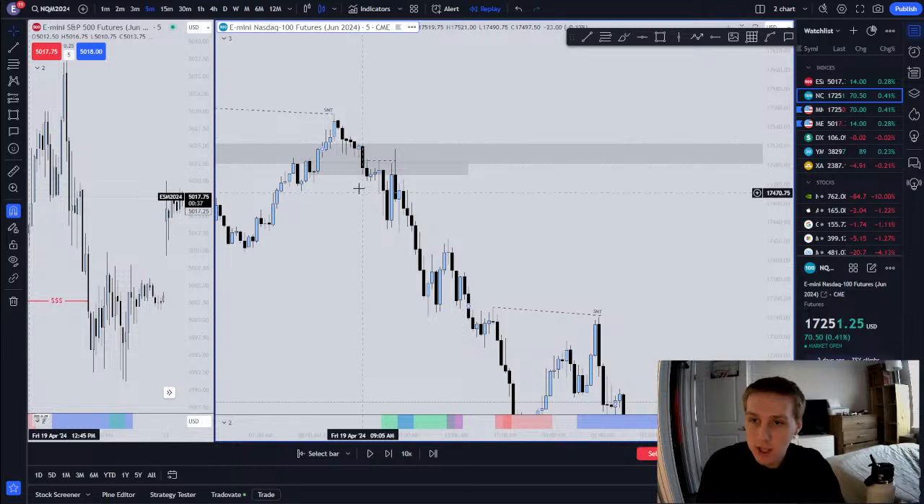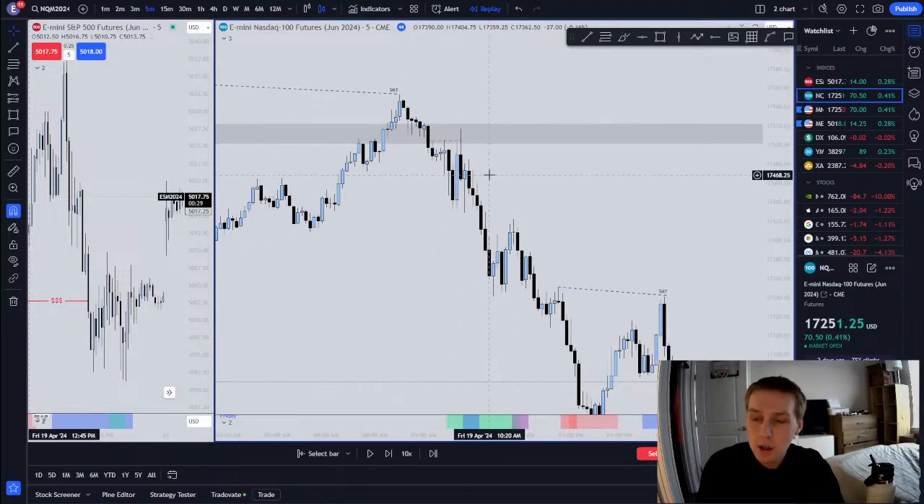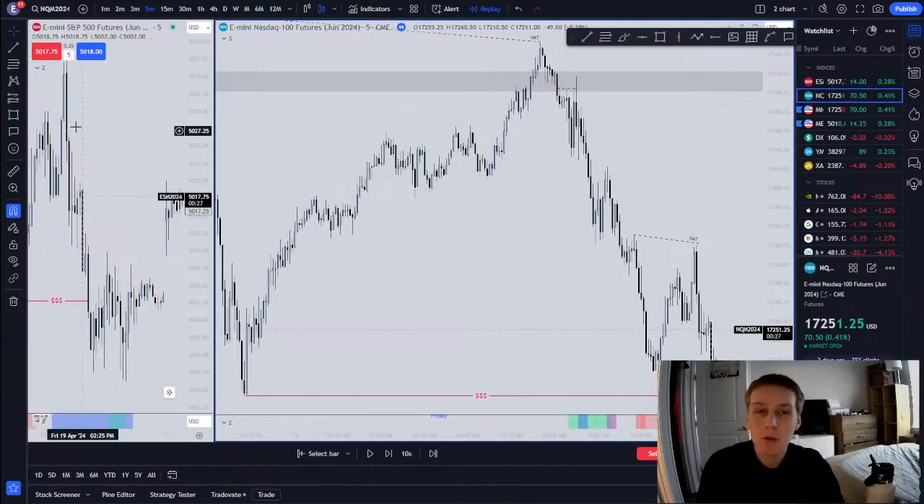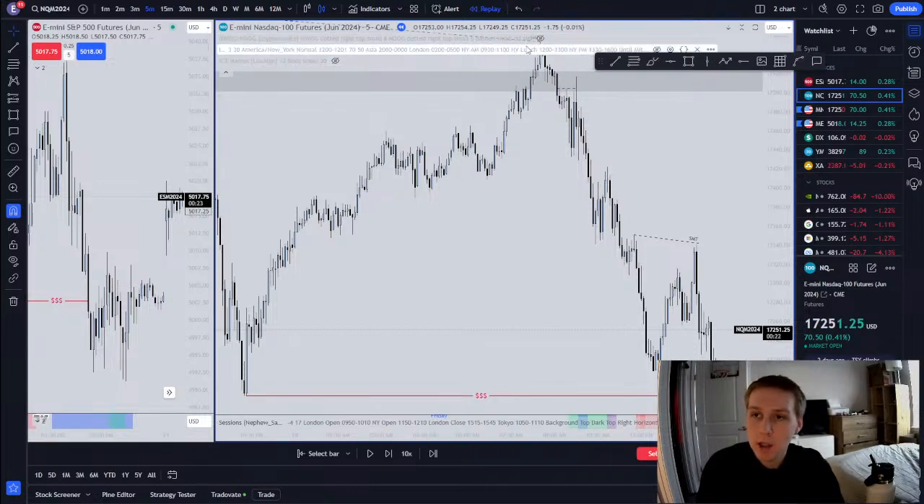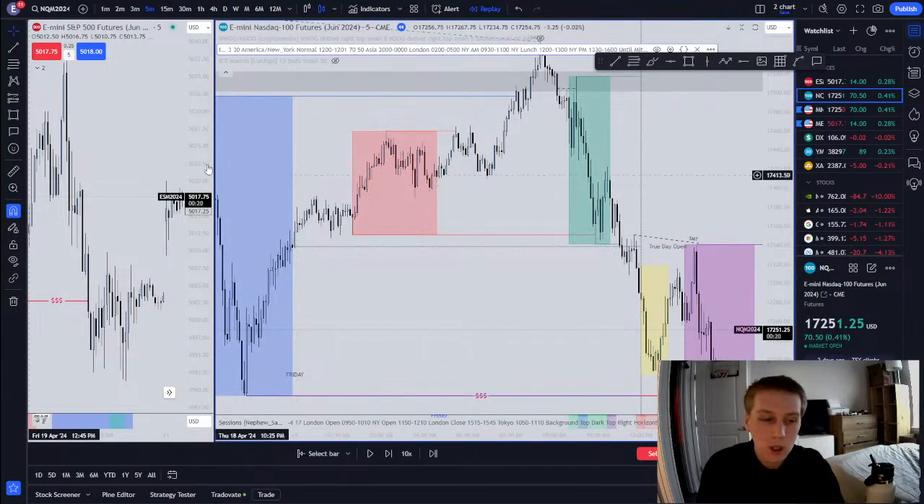Then we get that change of state of delivery on the 5 minute. Then we confirm this breaker. Then we have a fair value gap. Then we have an internal stop rate here. And we have low resistance liquidity. If we look at the time, where is just some low hanging fruit you could target? London low.